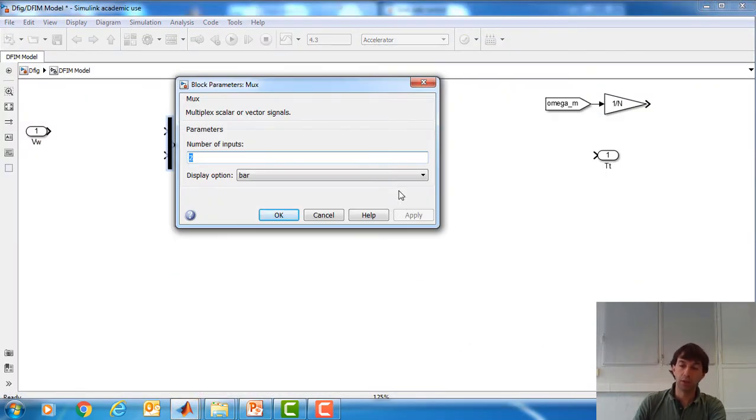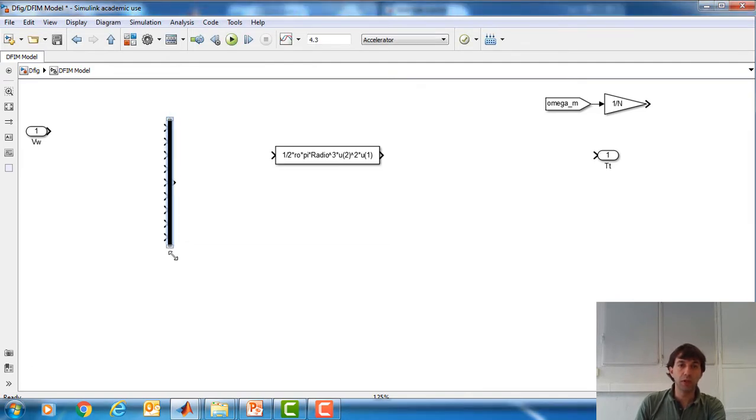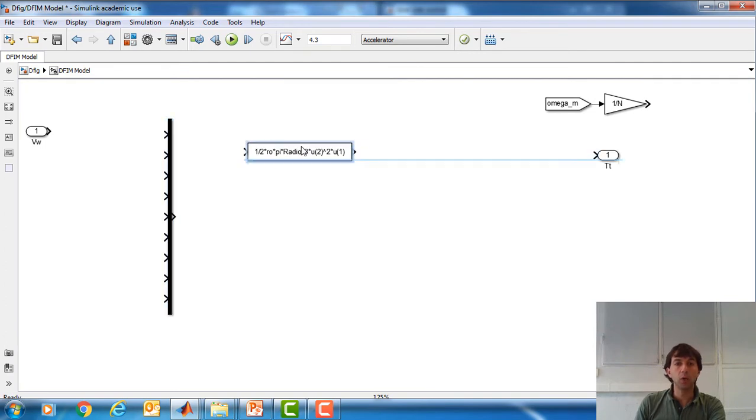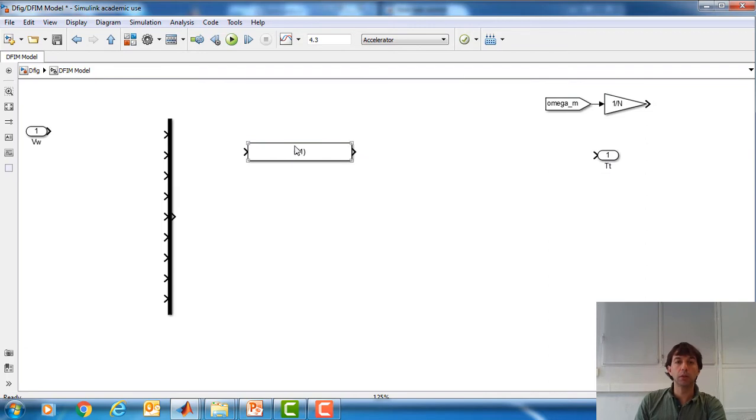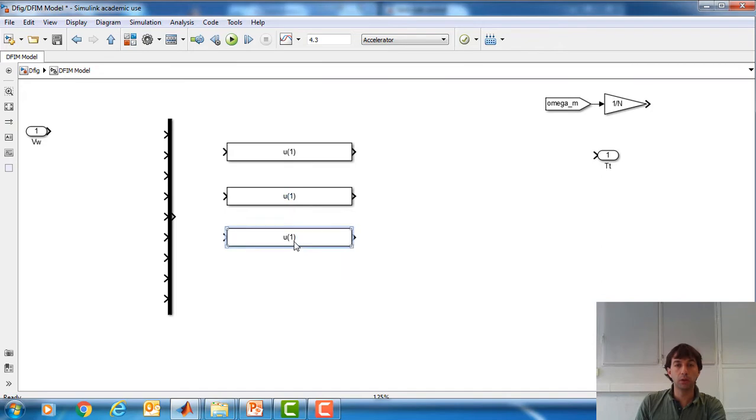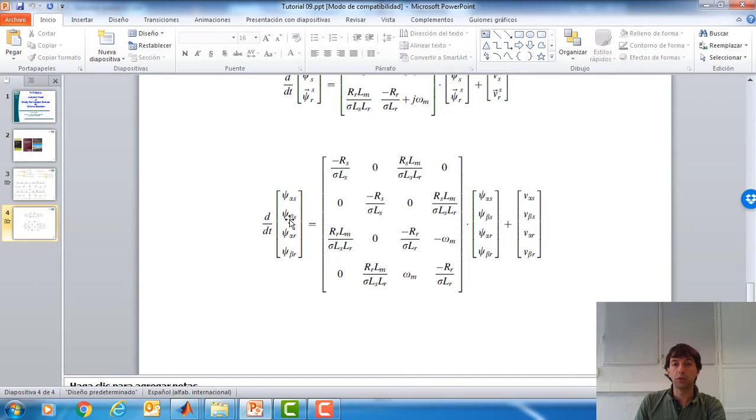So we will need 5 inputs, if I'm not wrong. Let's make this bigger, and let's eliminate what we don't really need and leave it cleaner. We will need 4 functions, 1 for each flux that we want to calculate, that we want to estimate its state.